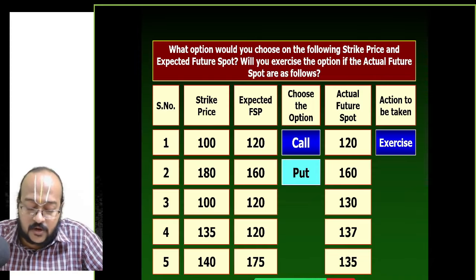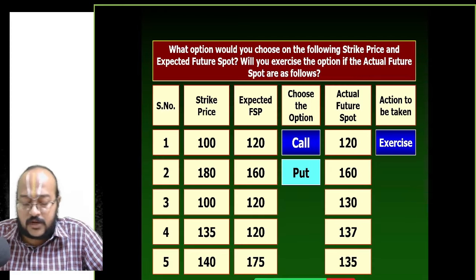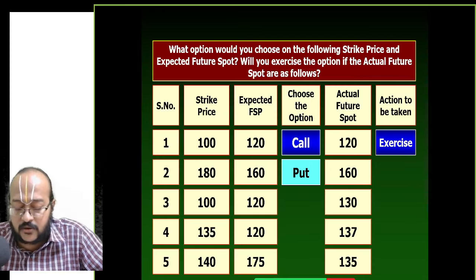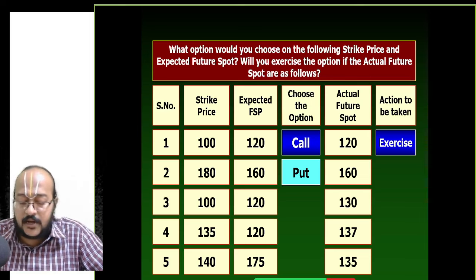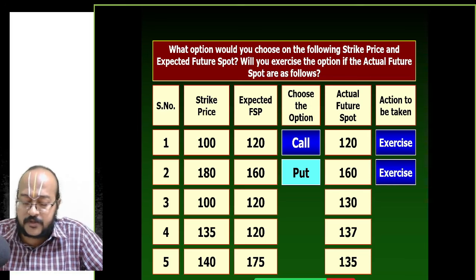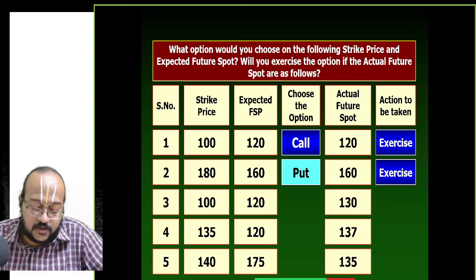On the date of maturity, what really happens? Whatever he told happened now. 160 is the price. So what will you do? You will exercise and you will make a gain of 20 rupees per share. Correct? Exercise.